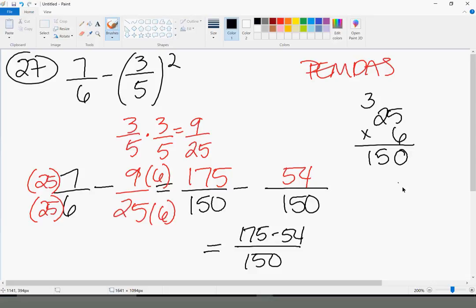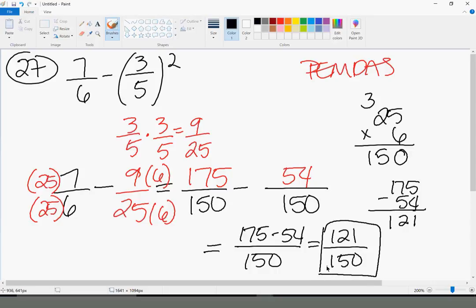So 175 minus 54. 5 minus 4 is 1. 7 minus 5 is 2. Bring down the 1. So I'm going to have 121 over 150. And that's going to be my final answer because I can't reduce further. If you're not sure, you can do a factor tree. But 121 doesn't have any common factors with 150, so that's going to be the final answer.